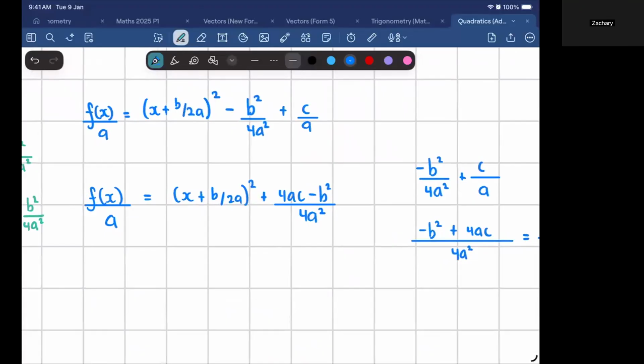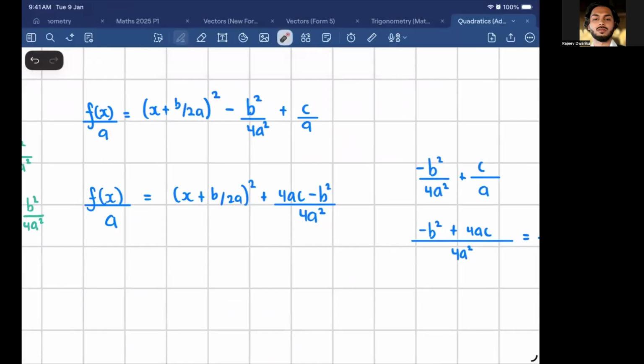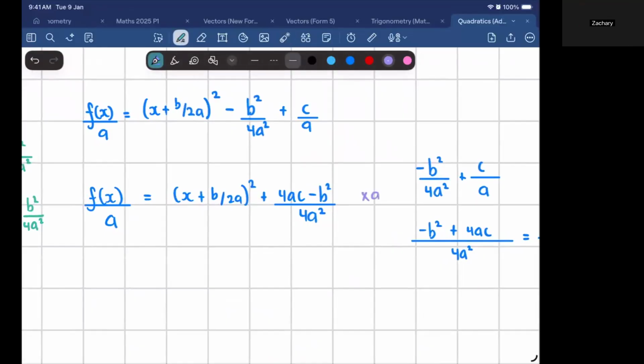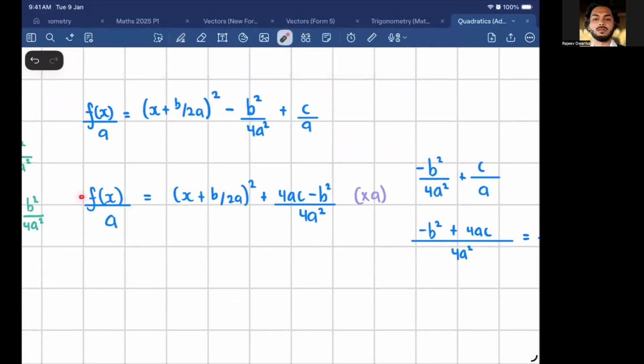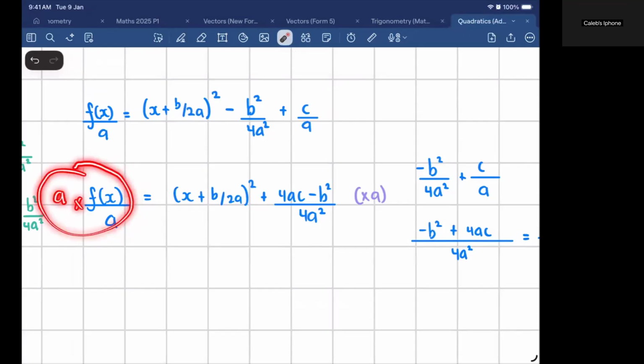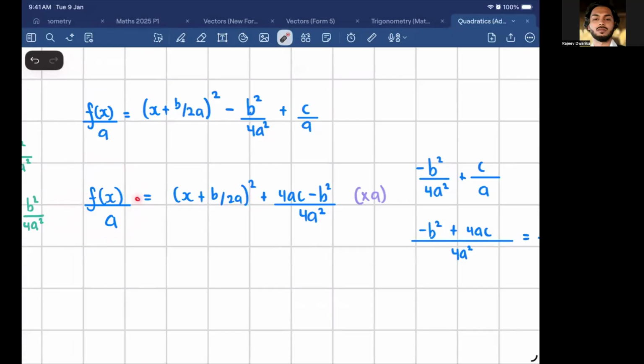Multiply by a, sir. Yes, multiply by a. Caleb, if I multiply by a, what's going to happen on the left-hand side? If I multiply f of x over a by a, what's going to happen? It will be f of x over a squared.